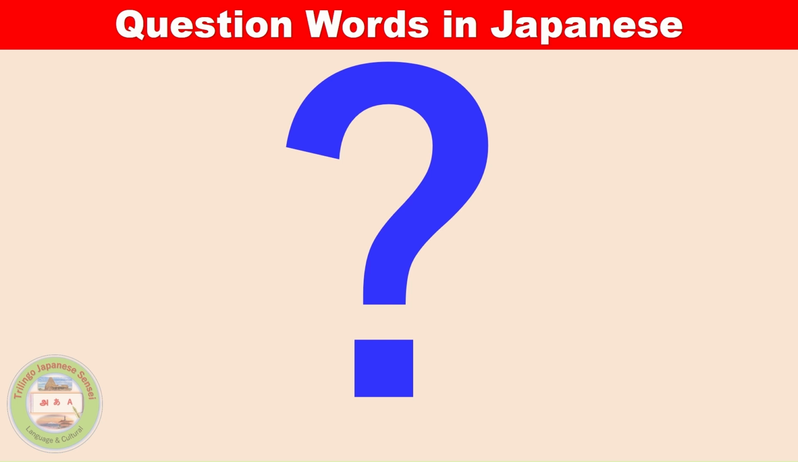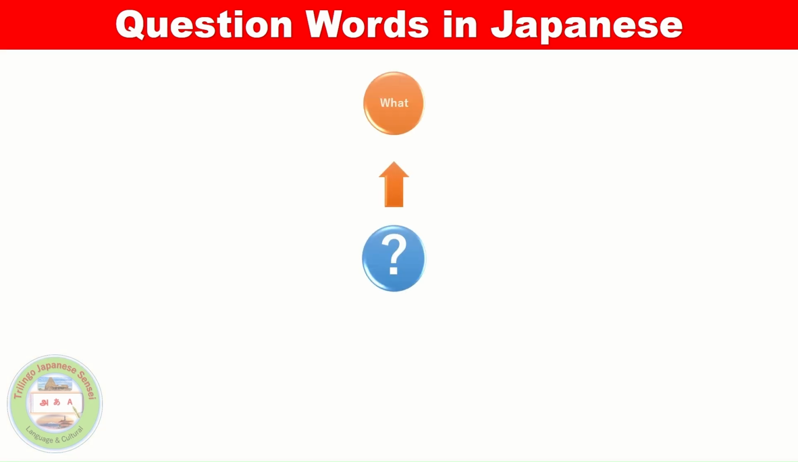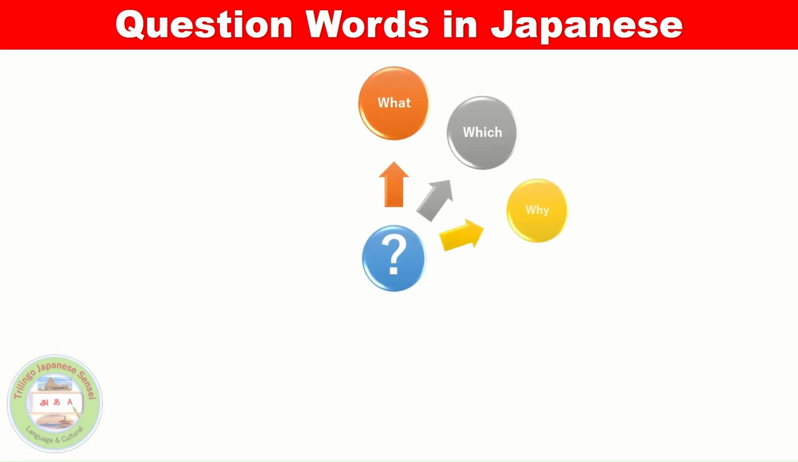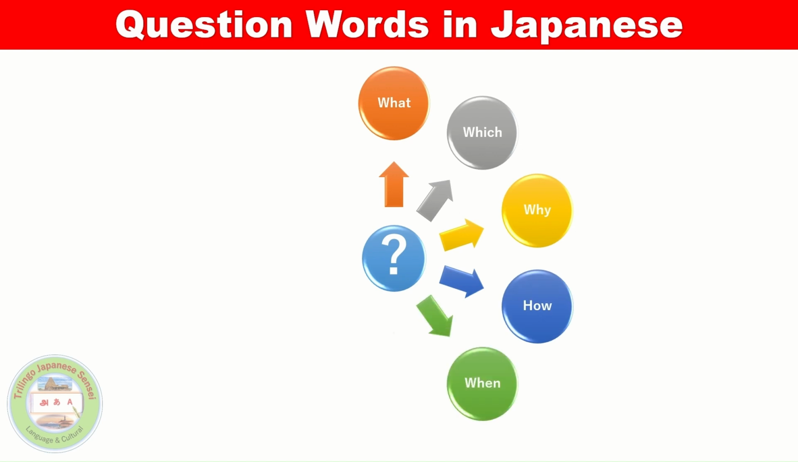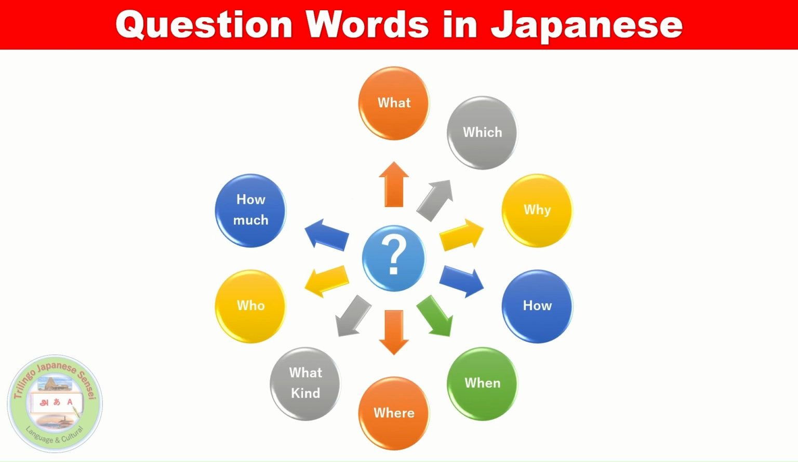In this video, we are going to see about question words used in Japanese. Yes, let's look into some of the question words used in Japanese. What, which, why, how, when, where, what kind, who, how much, how old. There are several patterns used in Japanese to represent each of the type. Let us see one by one.